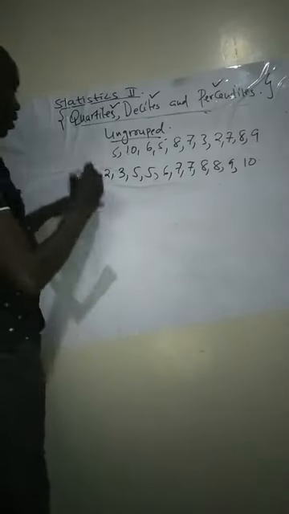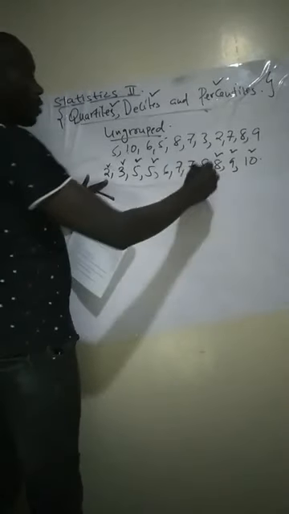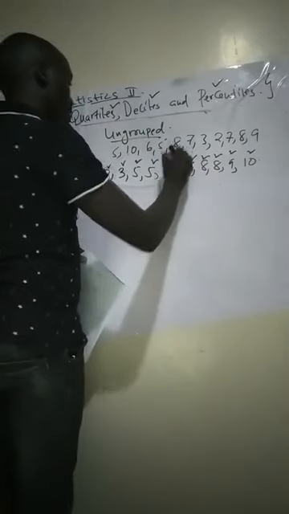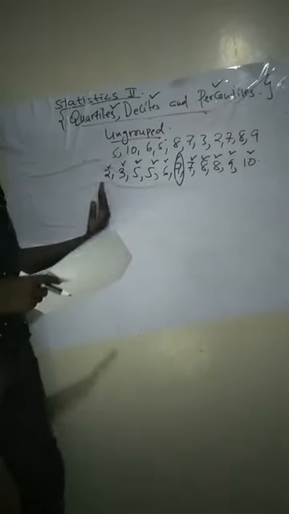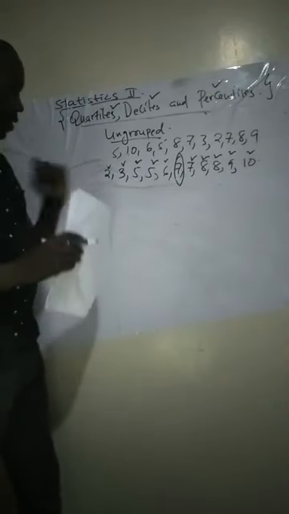Like you did in Form 2, you are cancelling them out. So I have 3 cancelling out with 9, 5 with 8, 5 with 5. I have 6 and 7, so our median value is 7. Notice that this 7 divides this data into 2 parts. The first part has 5 numbers, the second part has 5 numbers, because in total they are 11. So the median is 7.